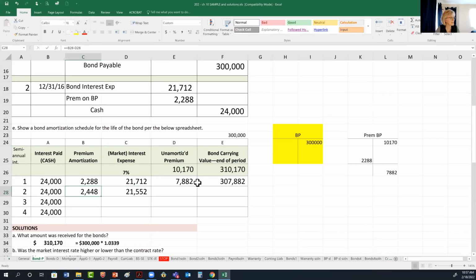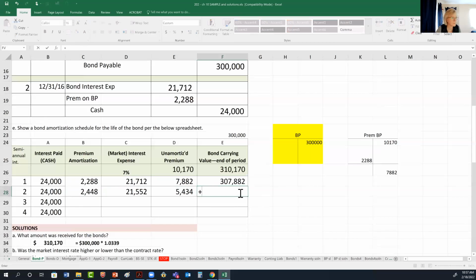So if I asked you to do a second journal entry, your second journal entry would be bond interest expense 21,552, premium on bond payable 2,448, and interest paid 24,000. Okay. I don't know if this will work. Let's see if this works. Nope, it didn't like that. Okay.